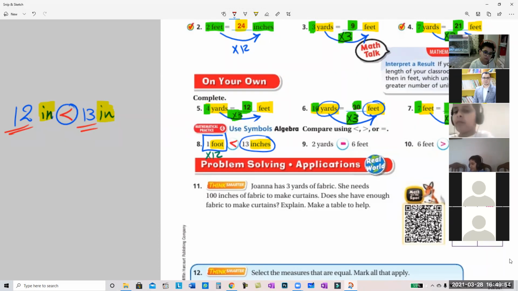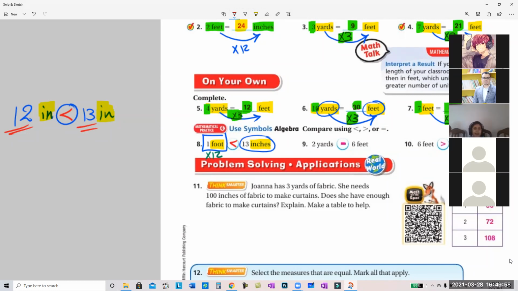Okay, Muhammad Abdul Wahid. Yes, mister. Okay, the next one. We need to compare between 2 yards and 6 feet. Okay, let me ask you a question. Where is the smallest unit here? Yards or feet? The small unit.